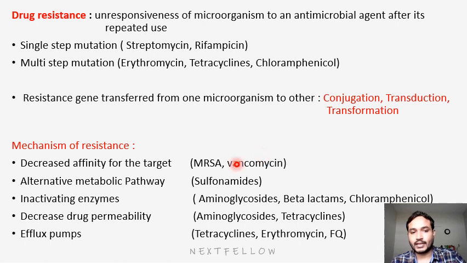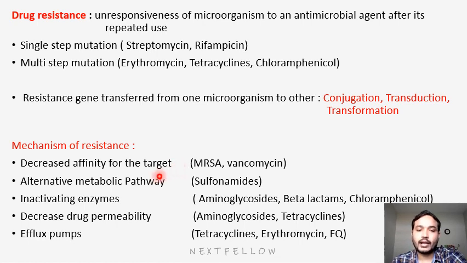What are the bacteria which will show resistance? MRSA, that is methicillin resistant Staphylococcus aureus. Then vancomycin resistant bacteria also develop resistance by decreasing affinity to the target. That means these bacteria will form alternate binding proteins. By developing alternate binding proteins, they will get the resistance.